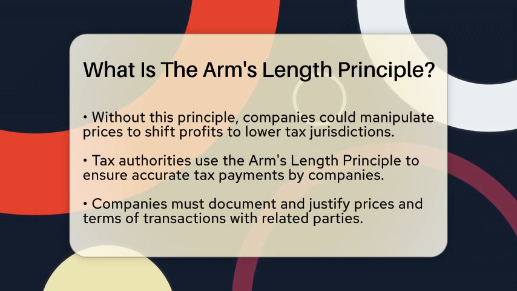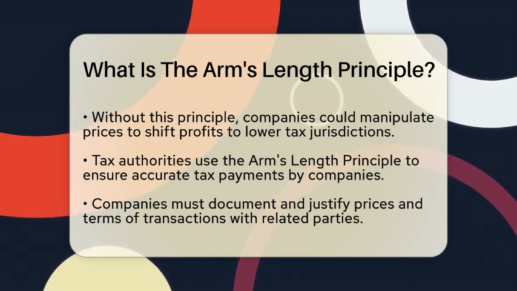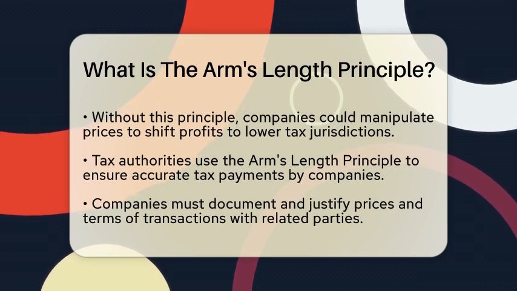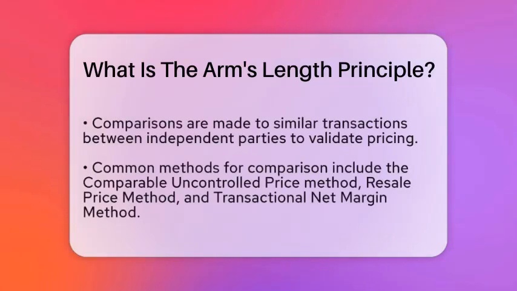To apply this principle, companies must document and justify the prices and terms of their transactions with related parties. They do this by comparing these transactions to similar ones between independent parties. There are several common methods for making these comparisons. The Comparable Uncontrolled Price Method looks at prices charged in similar transactions between unrelated parties.